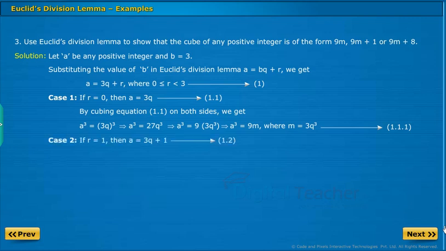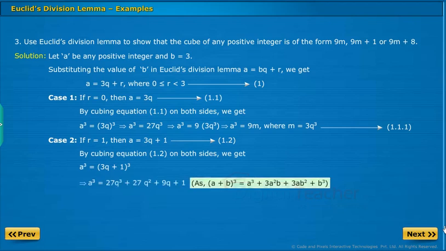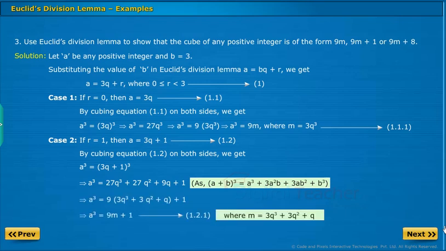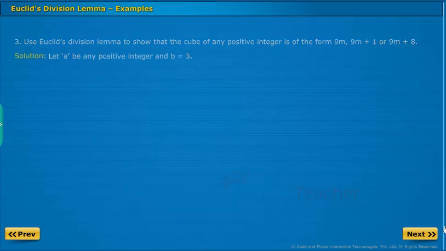Case 2. If r equal to 1, then a is equal to 3q plus 1. By cubing equation 1.2 on both sides, we get a cube is equal to 3q plus 1 whole cube. As it is in the form of a plus b whole cube, we write it as shown. Now, by further solving, we get a cube is equal to 9m plus 1. Let us represent it as equation 1.2.1, where m is equal to 3q cube plus 3q square plus q.